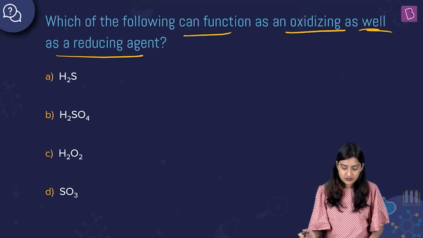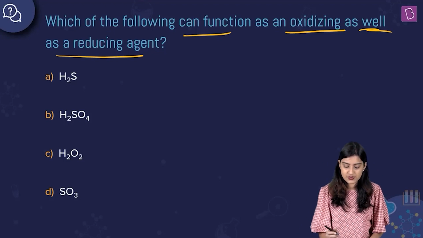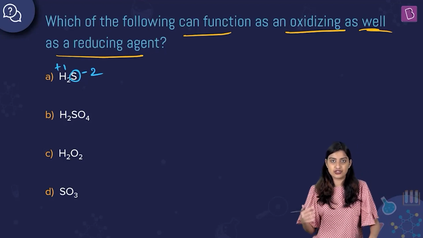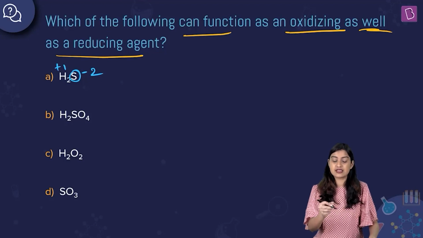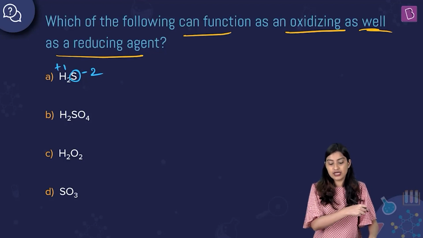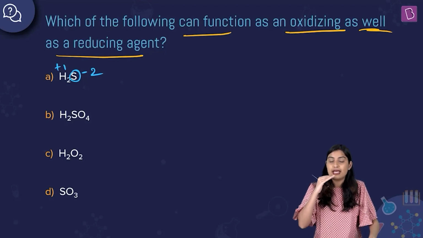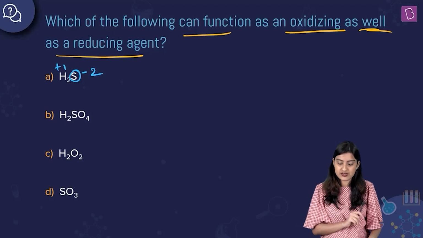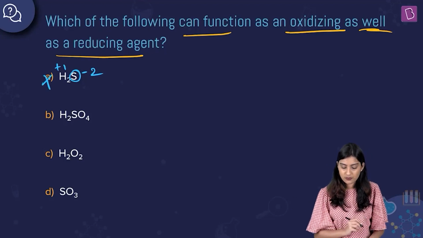So let's see. You have option A, H2S. Here hydrogen is going to be in the +1 oxidation state. Sulfur is in the -2 oxidation state. The least oxidation state that sulfur can show is -2, so here it is in the least possible oxidation state. It is not going to go any lower. It can go higher, agreed. Sulfur can show +4, +6, all of this. But it cannot go lower than -2. So H2S is not going to act as both oxidizing and reducing agent. Hence, A is discarded.